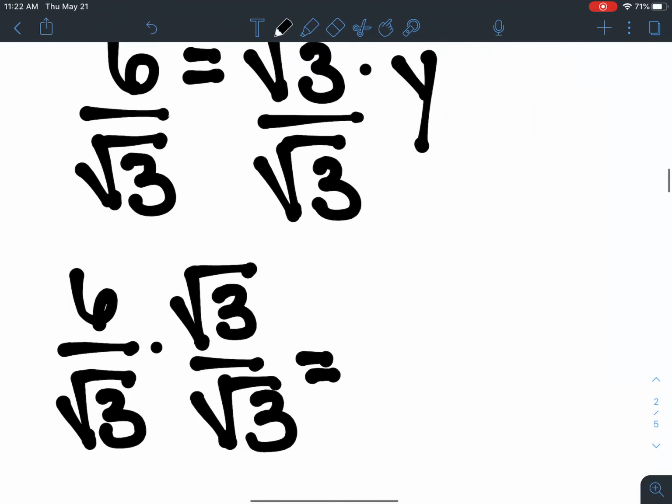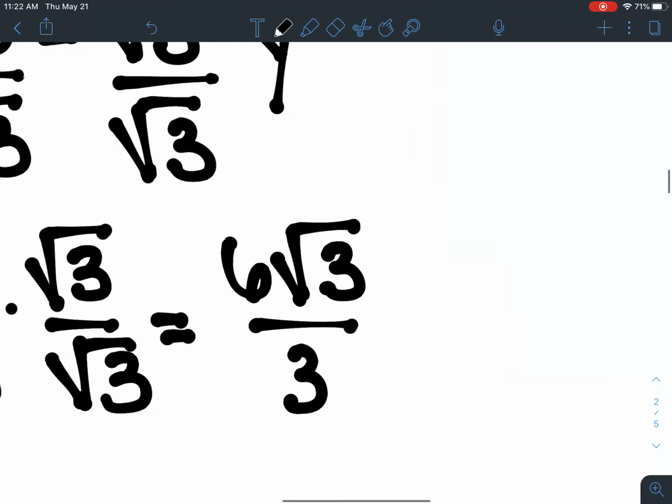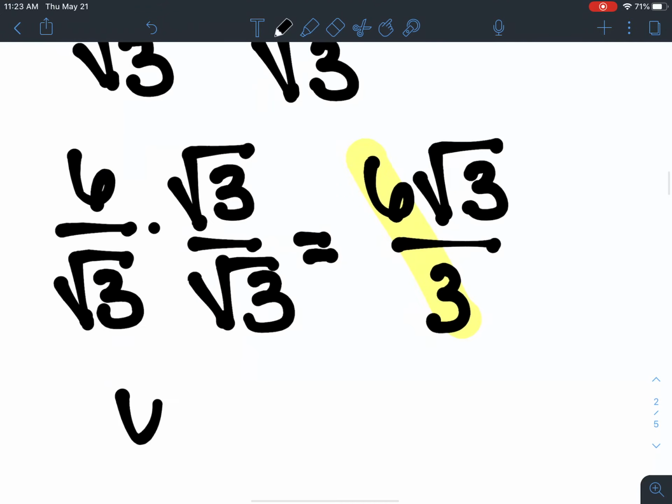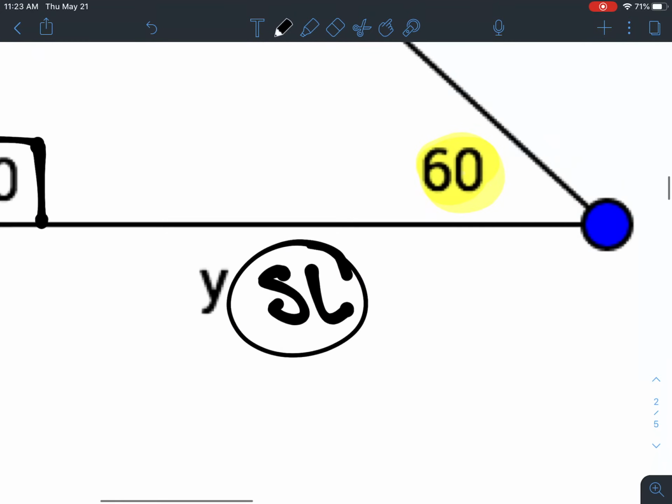Okay, multiplying straight across, I'm going to get 6 root 3 over the square root of 3 times the square root of 3, which is 3. And then simplifying the 6 and the 3, my final answer for that is y is equal to 2 times the square root of 3. So our short leg is 2 root 3.